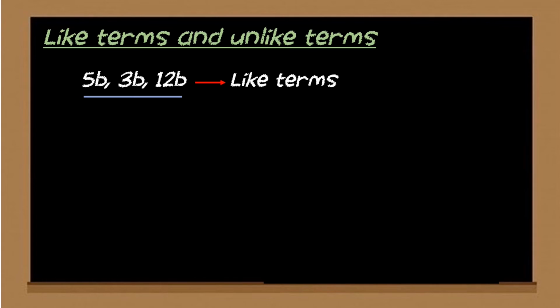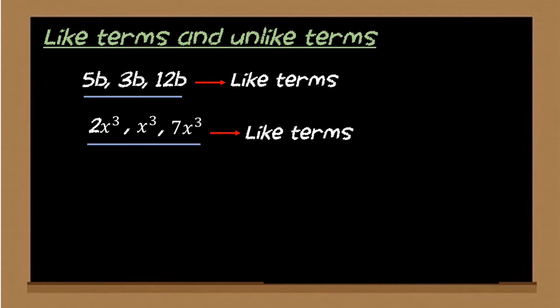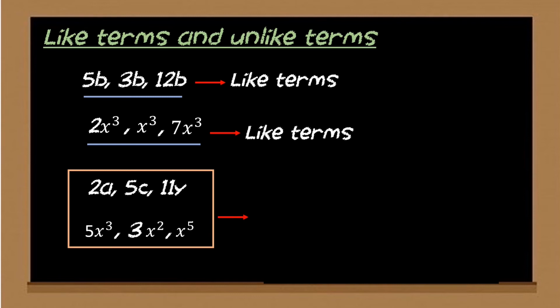Look at the terms 2x cube, 7x cube. All these terms have the common variable x power 3 with the exponent 3. The terms in which the same variable is raised to the same exponent are called like terms. The terms 2a, 5c, 11y, and 5x cube, 3x square, x power 5, are unlike terms, as they do not have the same variables and powers.